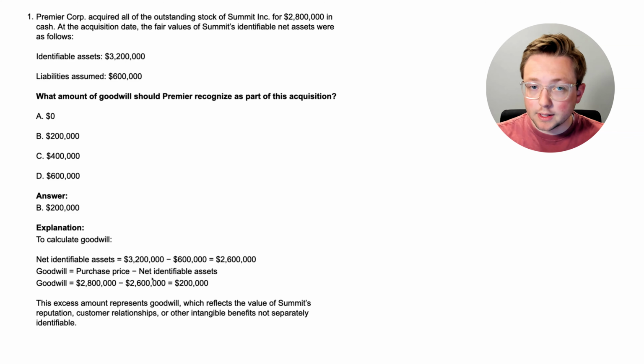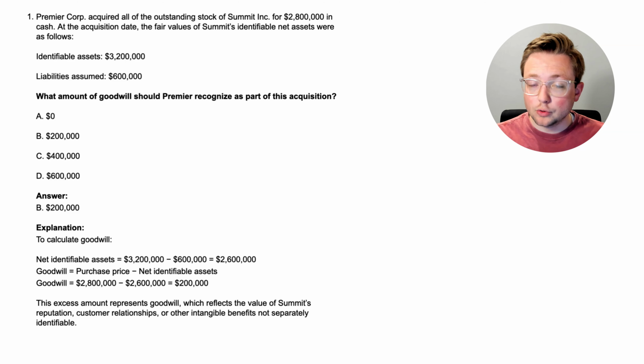So that extra $200,000 represents something that the company sees as having value in this acquisition. Whether it's customer relationships or the reputation of the other company that's being acquired, or whatever the case is, this is stuff that wasn't originally necessarily on the balance sheet as an asset, but it's still something that they were willing to pay extra money for because they thought it was worth it.